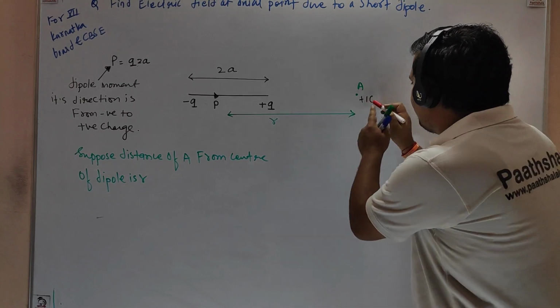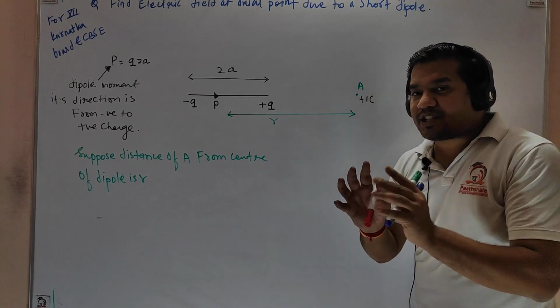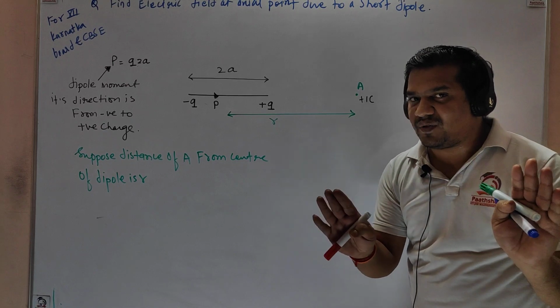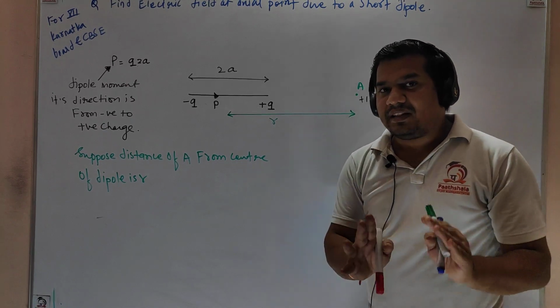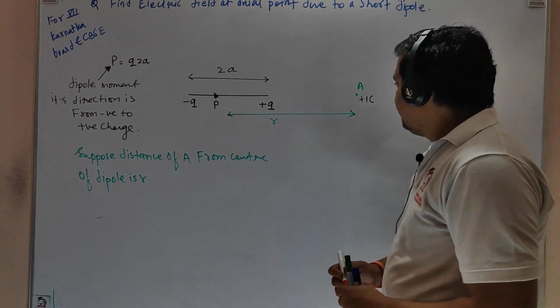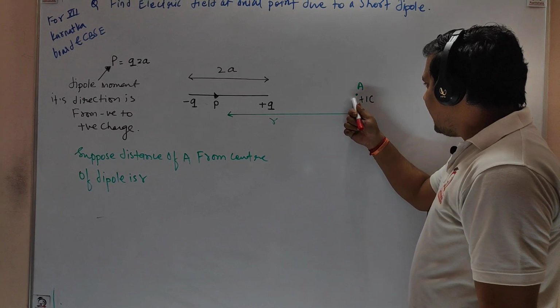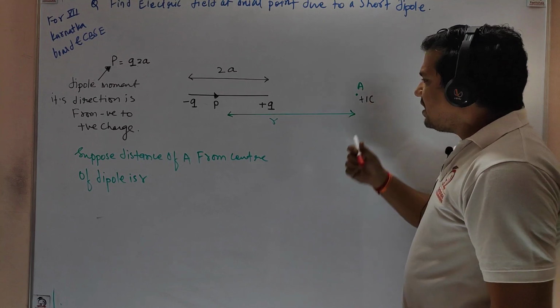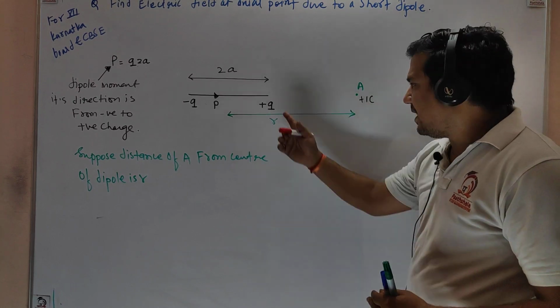So we are assuming unit positive charge at A. Actually, in reality, there is no unit positive charge at A. We are just assuming there is a unit positive charge at A. Now to find net electric field at A, first we will find electric field at A due to plus charge.